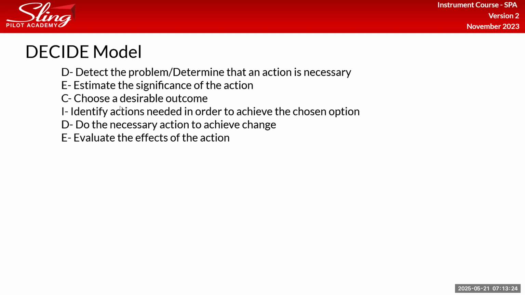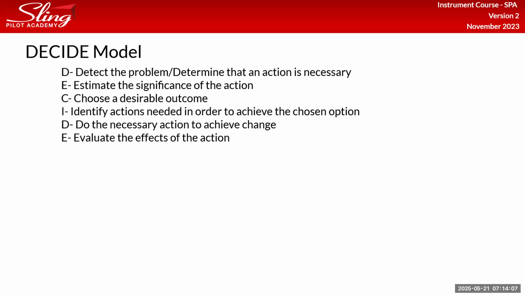C, choose a desirable outcome. This one's kind of funny, but obviously we hope that everything's going to be okay, we hope that we can land, we hope that we don't have to declare an emergency. But choosing the outcome and putting it in your head is sort of like talking it into existence, like, all right, I want to land this plane safely, or I want to get back to this airport. That will sort of speak it into existence and get you thinking about what needs to be done to be able to have the outcome happen.